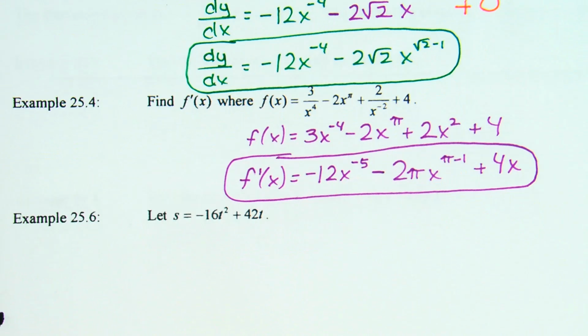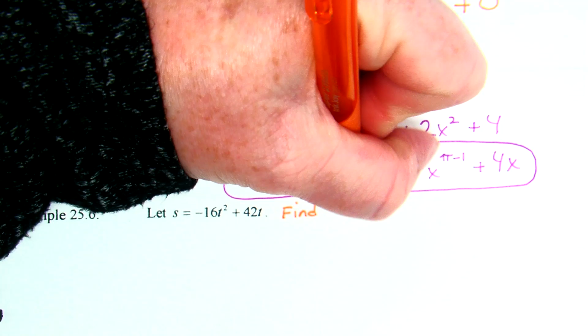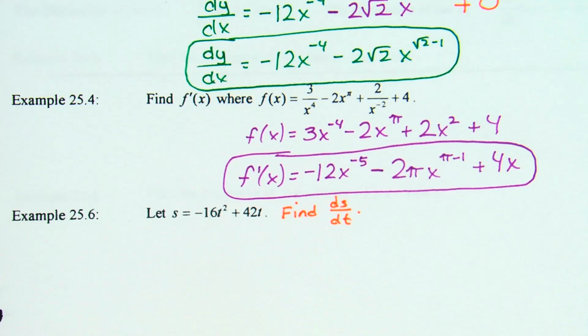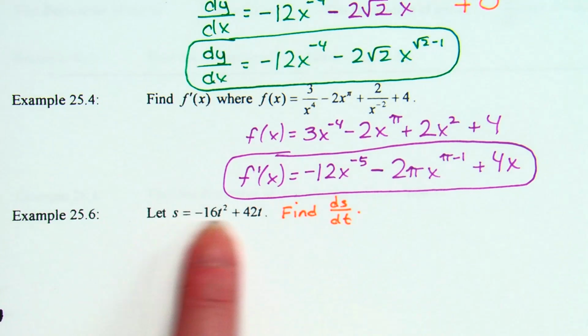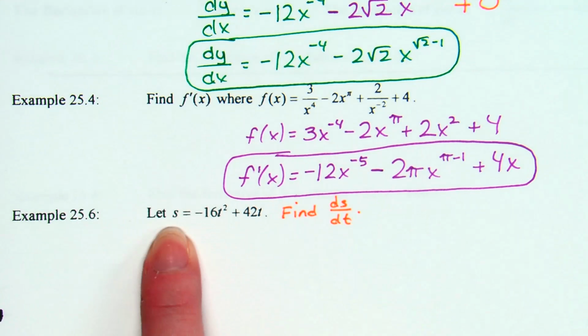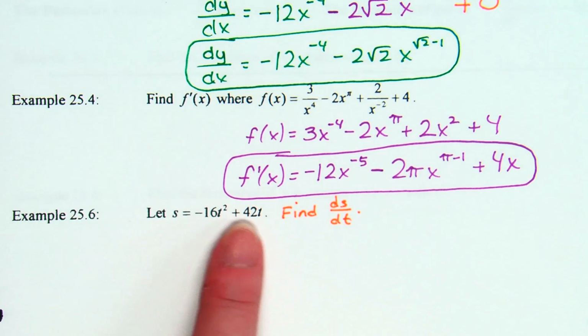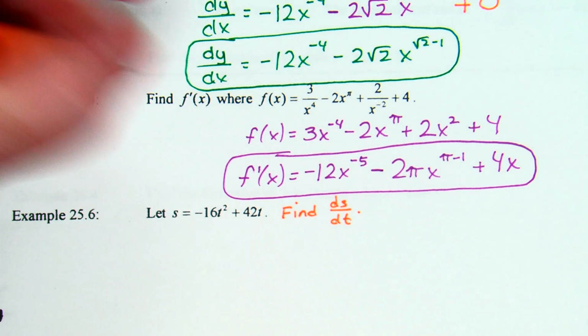Okay, example 6. Let s equal negative 16t squared plus 42t. What it should say after that is find ds dt. Now, why is it ds dt instead of dy dx? Because these are the variables used, right? The top variable is what s equals, so it's ds. The derivative of s with respect to the variable in the problem, t. So, ds dt, here we go.